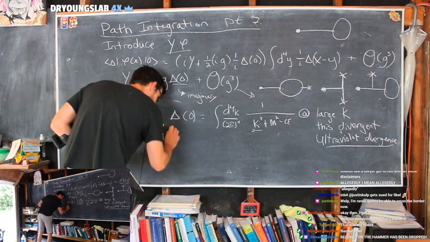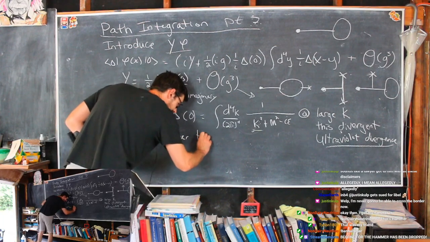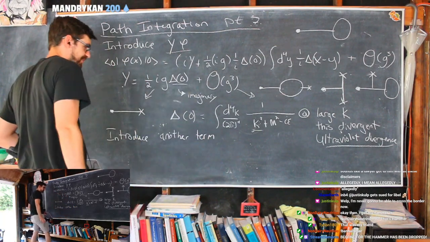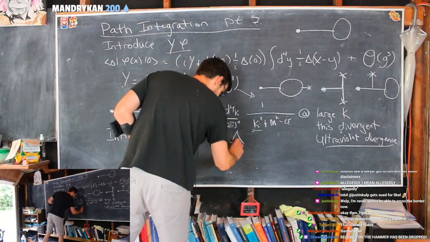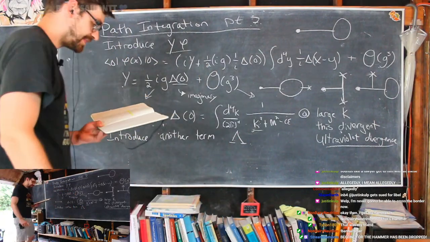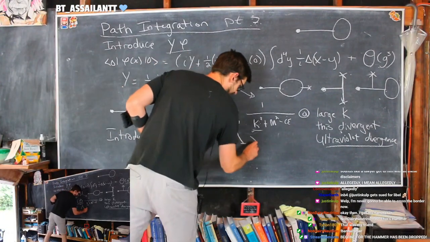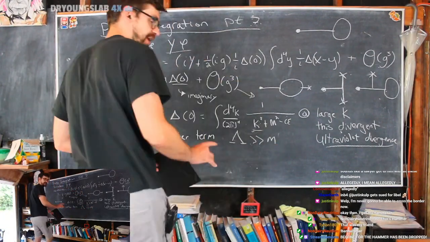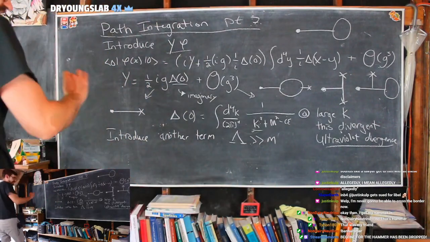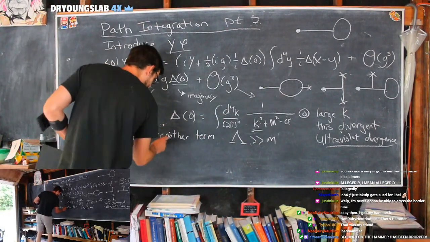Another term, and we'll call it the ultraviolet cutoff. This is that higher order energy. You can imagine this being much, much greater than m, much, much greater than any other energy involved. This is the cutoff. This is why we call this an effective field theory.